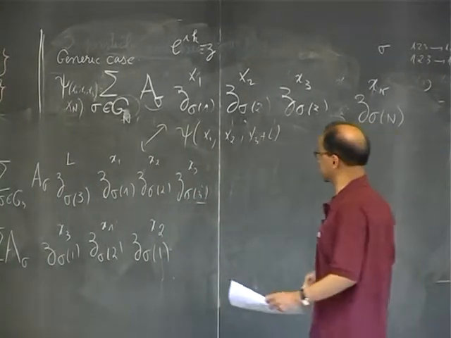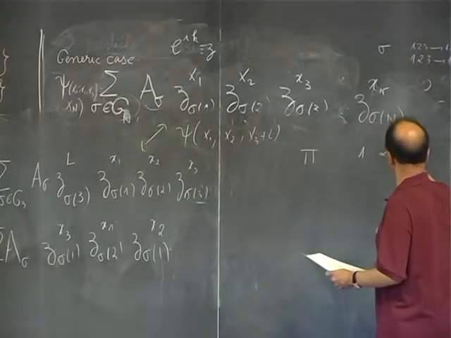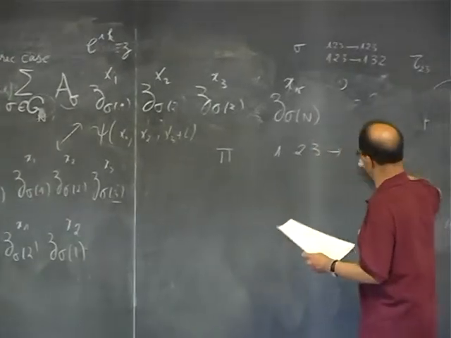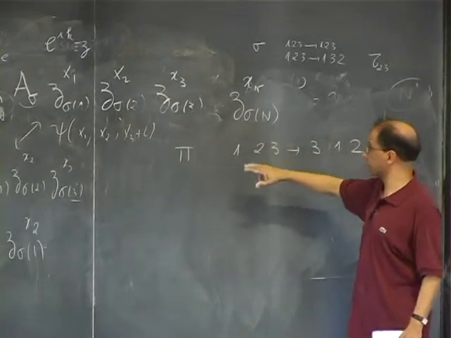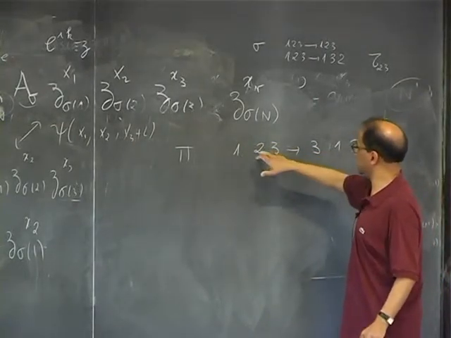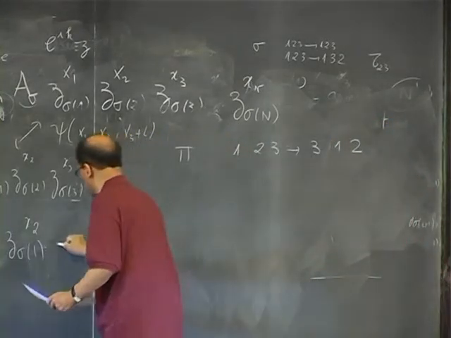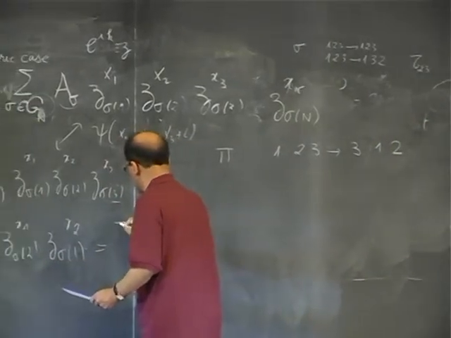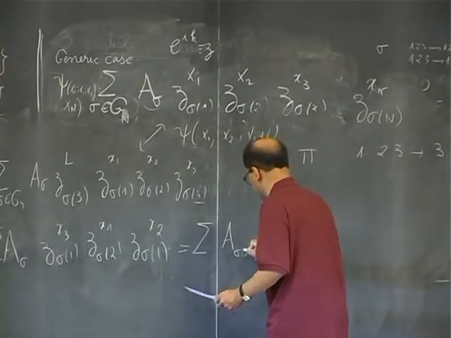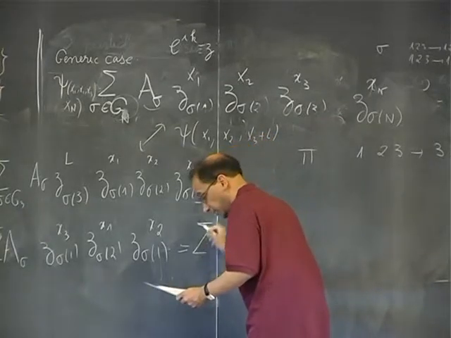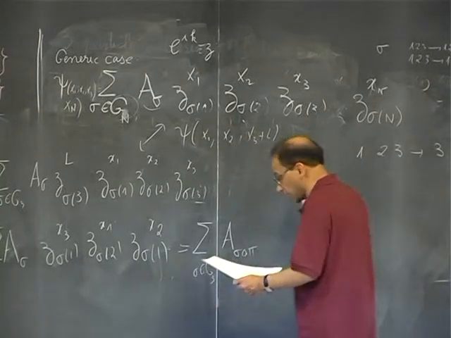So it's useful to consider the circular permutation pi, which sends 1, 2, 3 to 3, 1, 2. So it's a circular permutation. 1 becomes 3, 2 becomes 1, 3 becomes 2. Okay? And this sum, I can always rewrite it as a sum of exactly the same formula, but the abstract formula that I wrote. This is exactly the same sum, because these are all the elements of my group.